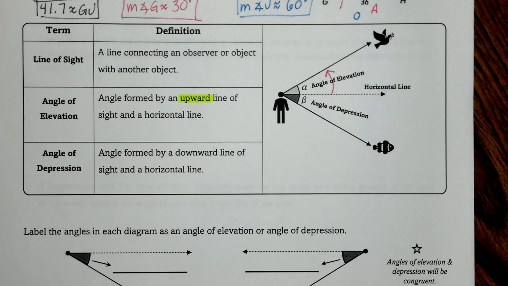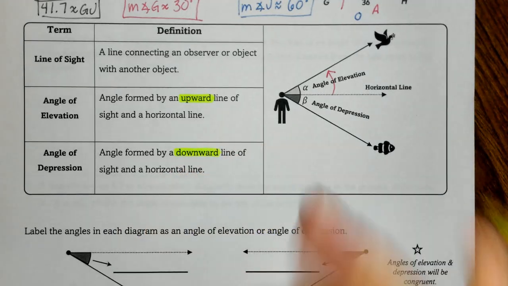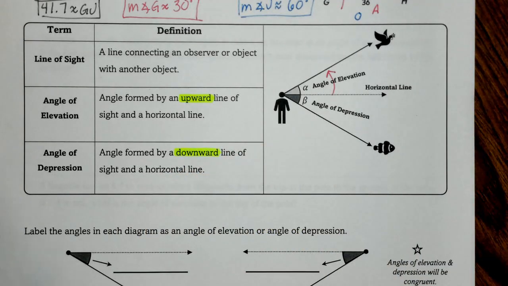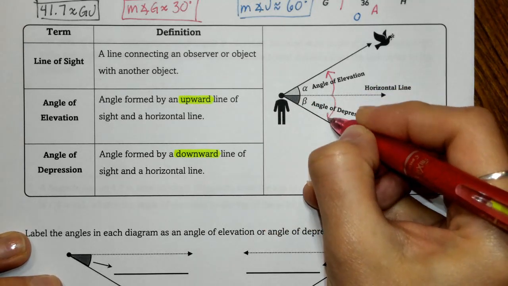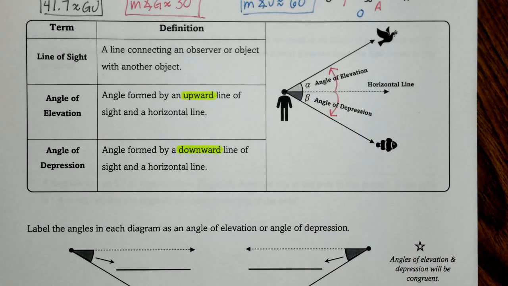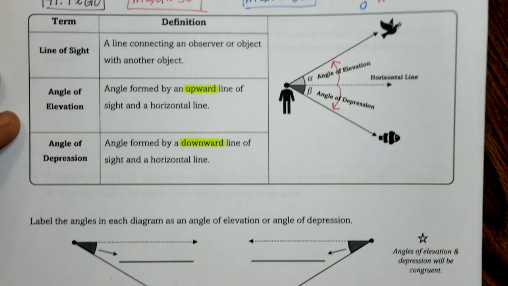Your angle of depression is going to be the opposite. It's going to be a downward angle. So your angle of depression is going to go from the horizontal line looking downward at the fish. You think of depression, when you feel a little depressed, you're feeling a little down. So there's angle of depression.